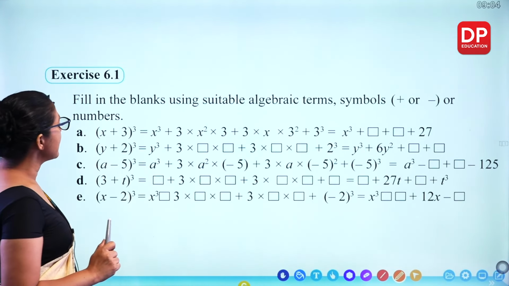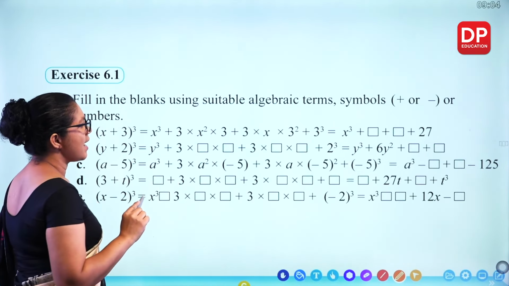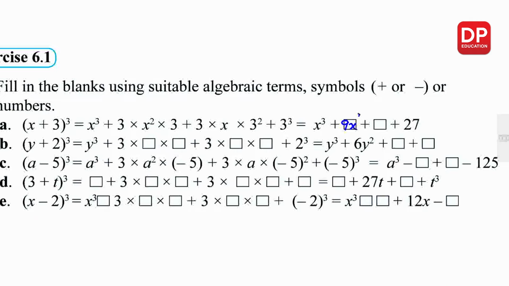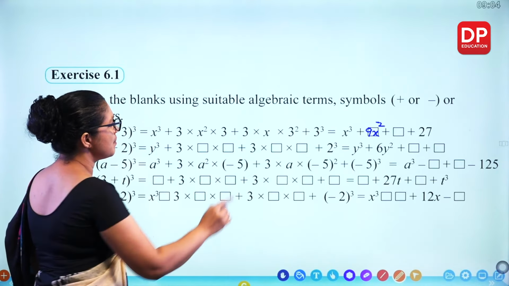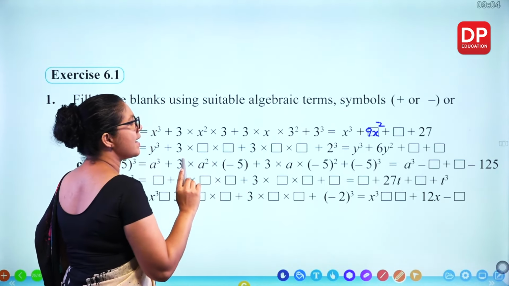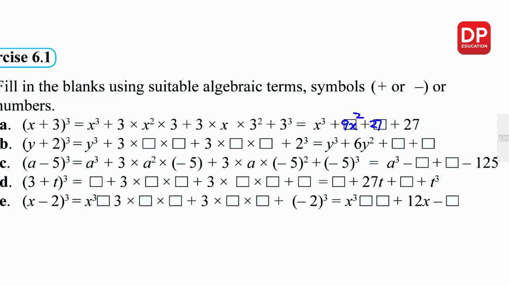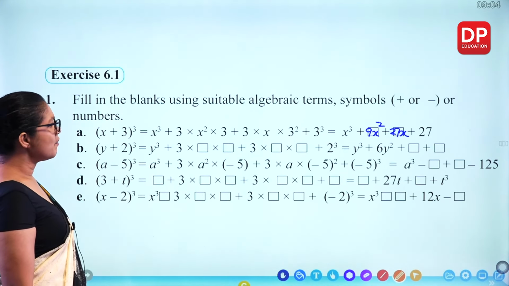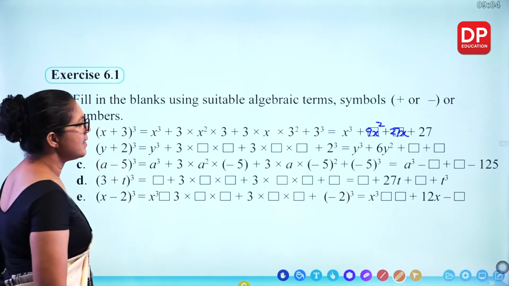Now, what's the second term? Second term is here. 3 times 3, 9. 9 into x squared, you get 9x squared. What's this third term? Third term is this. 3 squared is 9. 9 times 3, 27. What's the term? X term. So you write 27x.